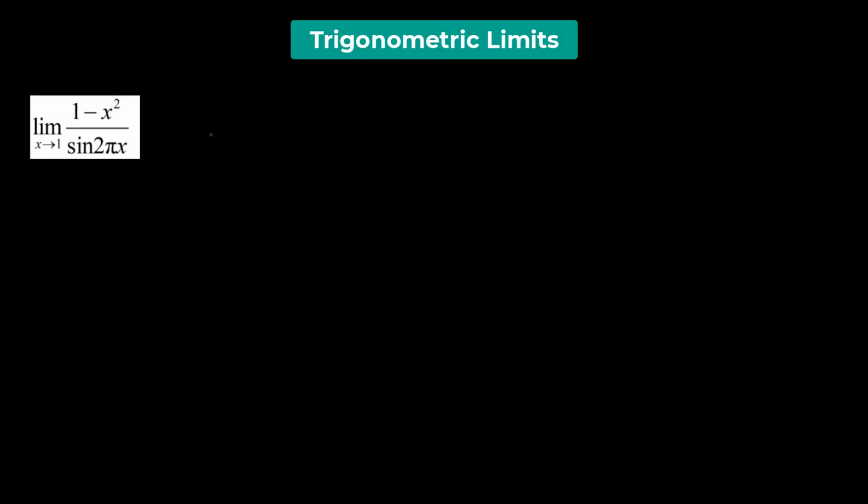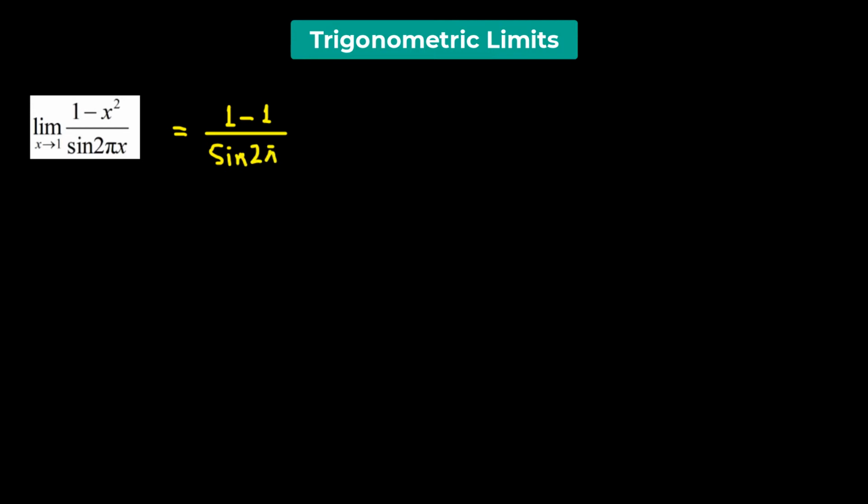So here we have the trigonometric function (1 minus x squared) divided by sine 2 pi x. So we've defined its limiting value. So let us begin by doing a direct substitution for the value of x. So we have 1 minus 1 squared, which is 1, divided by sine 2 pi.